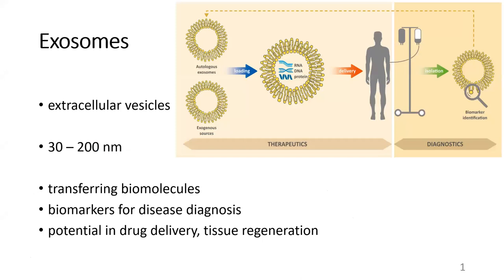At first, I will introduce what exosomes are. They are extracellular vesicles secreted by most mammalian cells, and they range in size from 30 to 200 nanometers. As you can see in the picture, they are formed from a membrane, and they can be loaded with RNA, DNA, or larger proteins. So there is hope that we can use them in drug delivery or tissue regeneration. Also, they can have specific receptors on their surface, so there is a possibility that we can use them as biomarkers for disease diagnosis.